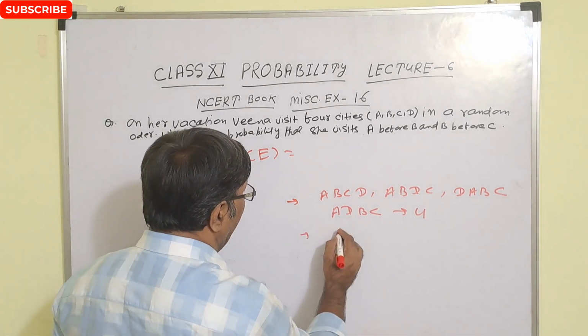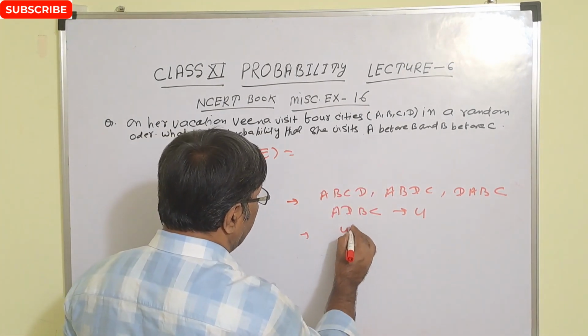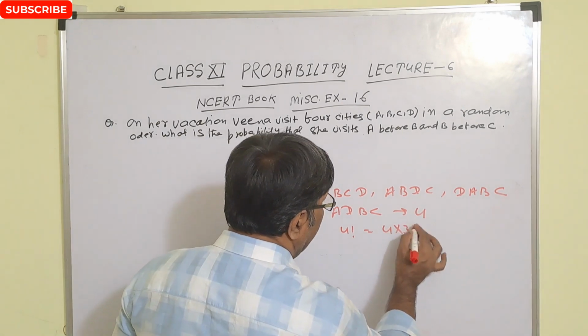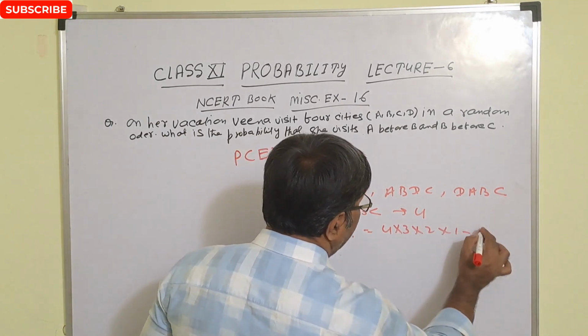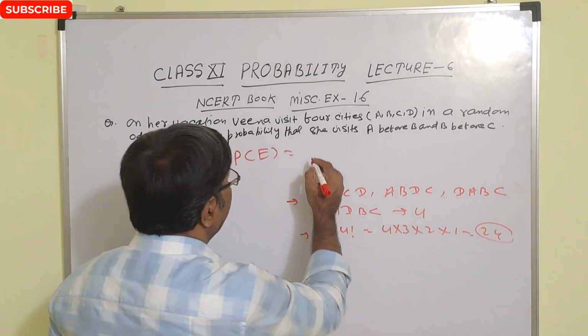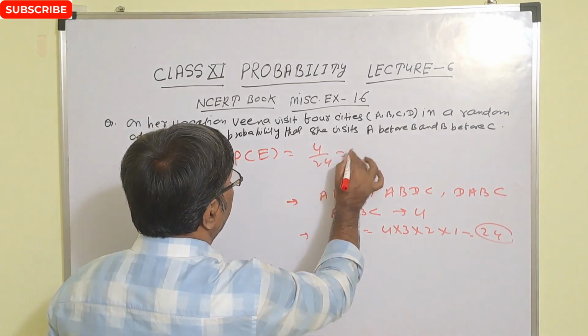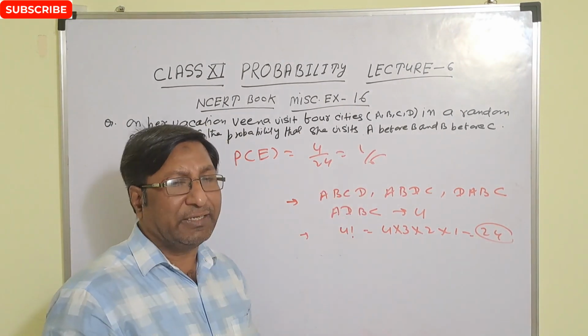And the total outcome is 4 factorial, 4 into 3 into 2 into 1, that is 24. So the correct answer is 4 by 24, and 1 by 6 is the right answer.